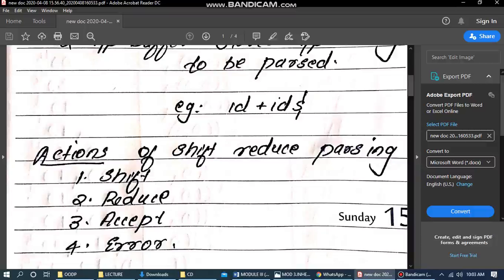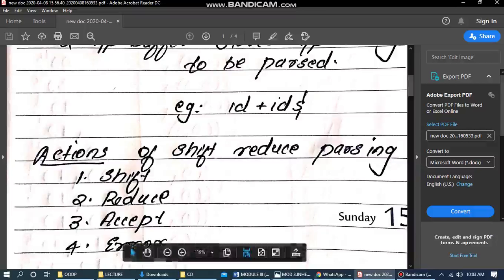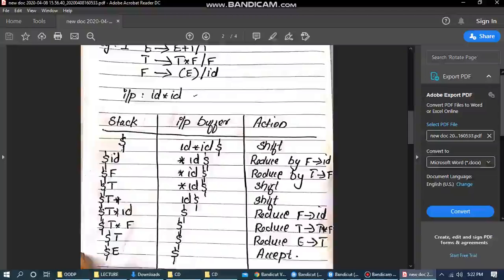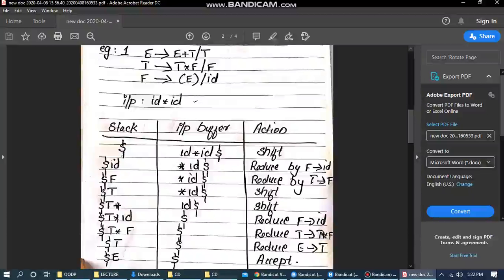If there is any syntactical error, because we cannot reduce any one of the symbols with any one of the productions, we write in the action column as error. Example: the grammar given is e gives e plus t bar t, t gives t star f bar f, f gives (e), that means opening bracket e closing bracket, bar id, and the input stream that is given is id star id.